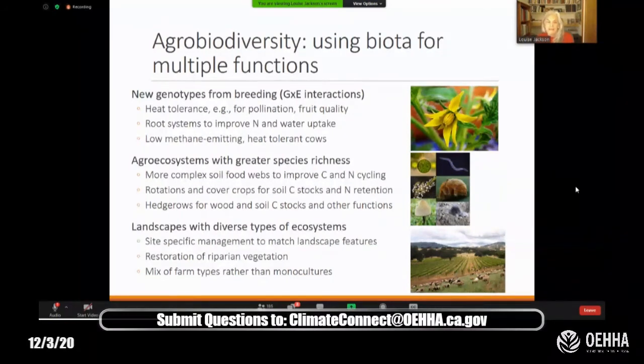Breeding for root systems, say deep root systems, to improve nitrogen and water uptake, can also adapt the plant to shortages and actually can cool the plant during heat waves, as well as address the nitrous oxide emissions question. There's talk of low methane emitting heat tolerant cows. So this breeding program is, I think, progressing quite rapidly compared to 10 years ago. It's becoming a real issue in California.